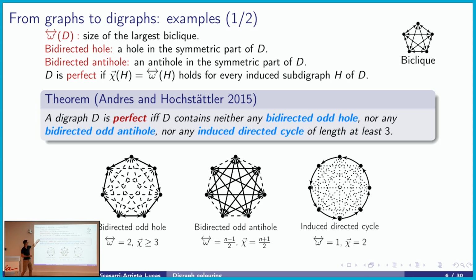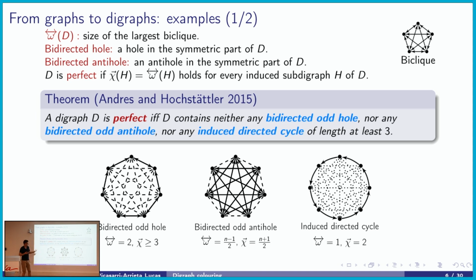And we say that the digraph is perfect if equality holds between the dichromatic number and the biclique number, not only for this digraph, but for each of its induced subdigraphs. And again, we can find necessary conditions for a digraph to be perfect. The first one is it cannot contain a bidirected odd hole, which is obtained from an odd hole by replacing every edge by a digon. And then we are allowed to put some arcs, but these chords cannot be digons. It must be simple arcs. And then we cannot have a bidirected odd antihole, which is obtained in the same way from an odd antihole. And again, we can put simple arcs here, but no digon.